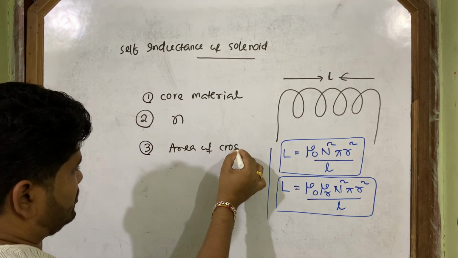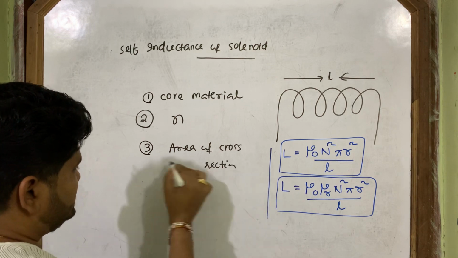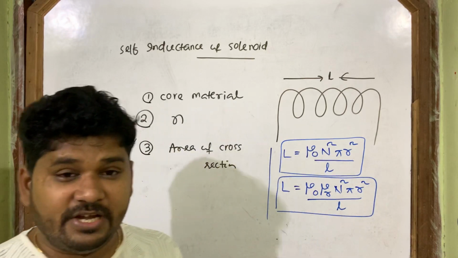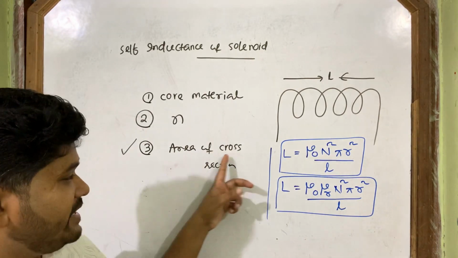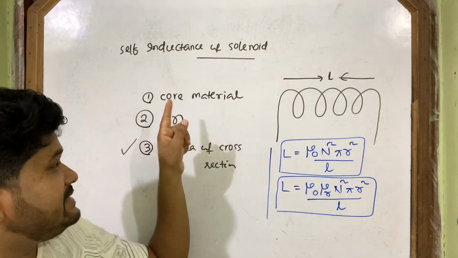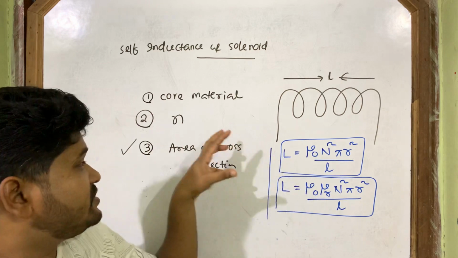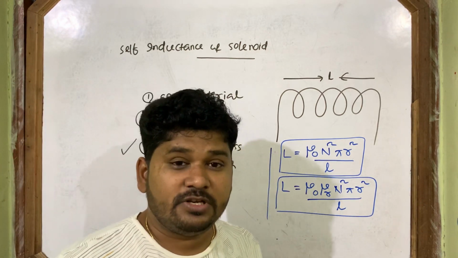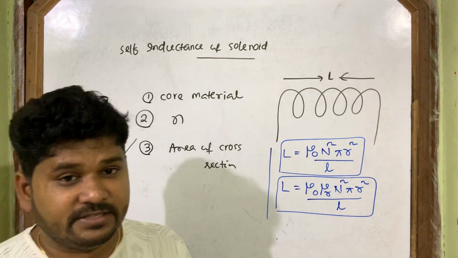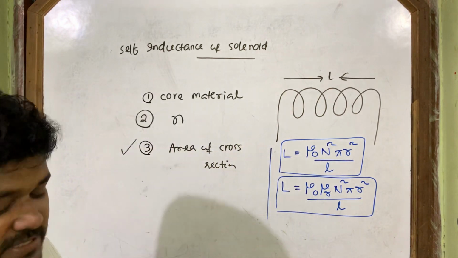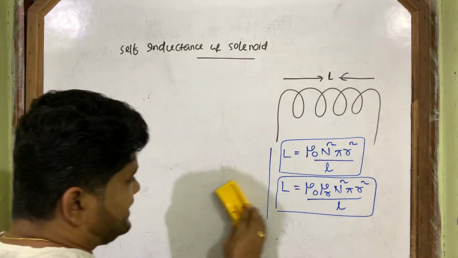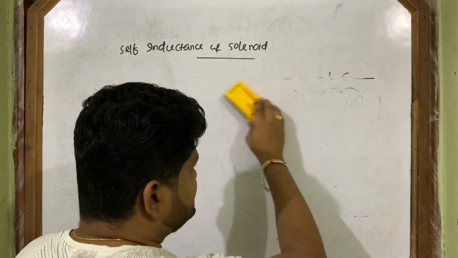But for this third point, we have to think before increasing it, because the inductor becomes bulky if we increase the area of cross section. Whatever it may be, self-inductance increases by taking a ferromagnetic substance core and by increasing the total number of turns in a particular length. So this is the self-inductance of a solenoid, which comes as a 3 marks derivation in exam.